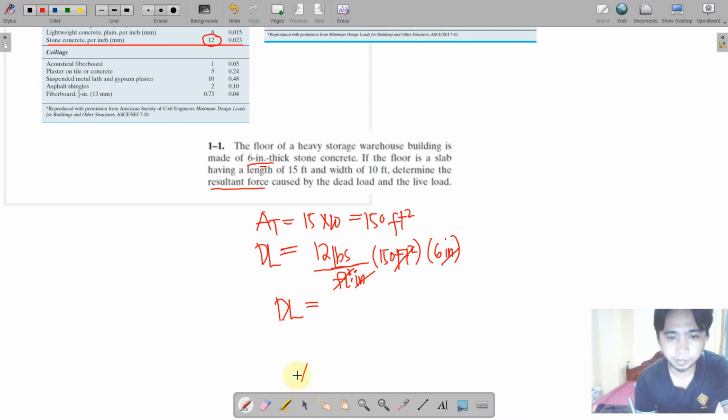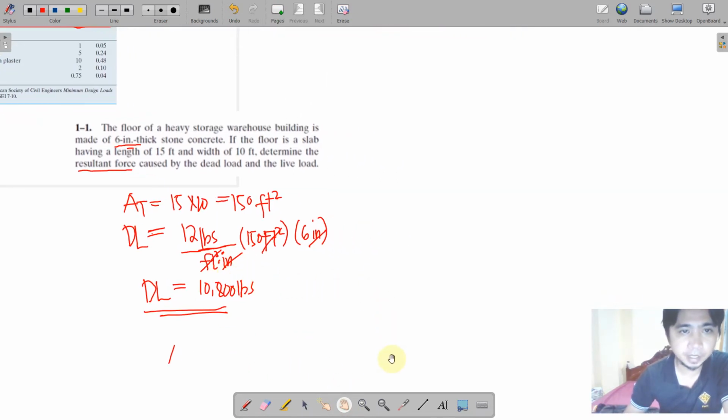So therefore, the dead load is obtained. 12 times 150 times 6 is equivalent to 10,800 pounds. So this is our dead load. Next, what is the corresponding live load? Because one of the things we need to obtain is the live load here.